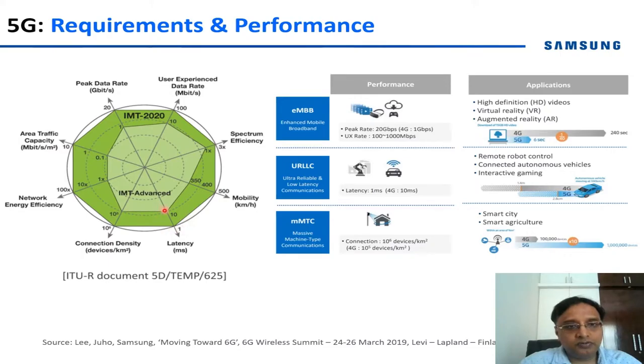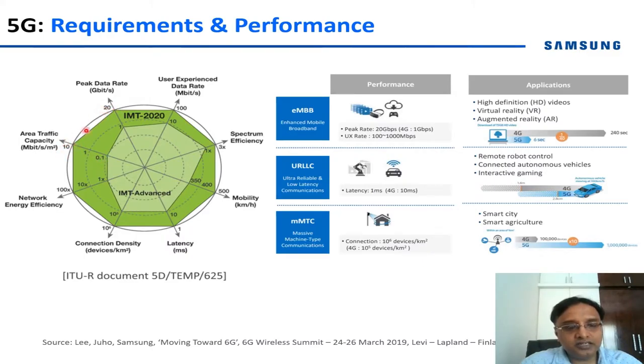Latency will come down from 10 millisecond to 1 millisecond in case of 5G, and the connection density, which is primarily how many devices can be supported per kilometer square, sees a 10x increase from 4G to 5G. Similarly, on network energy efficiency, while we talk about higher bit rates, higher spectral efficiency, and support of higher mobility, the network efficiency should also improve, by 100 times more than what it is on 4G. And similarly, apart from peak data rate, there's also the capacity per area, that is, megabit per second per meter square. While we had 0.1 megabit per second per meter square, 10 megabit per second per meter square is expected.